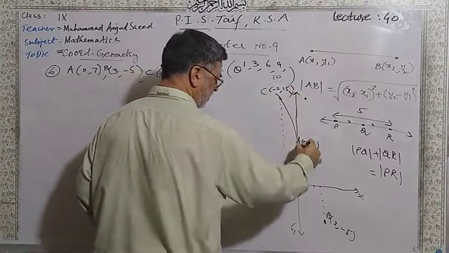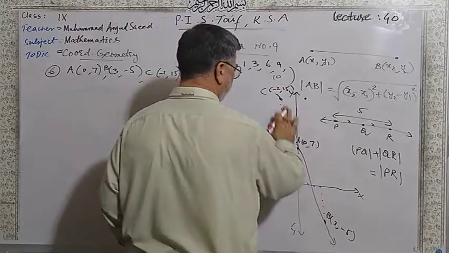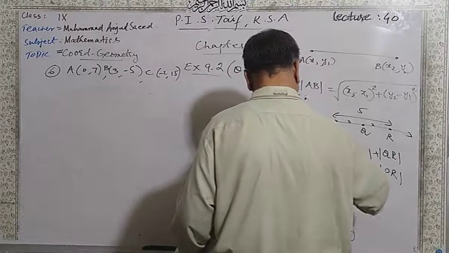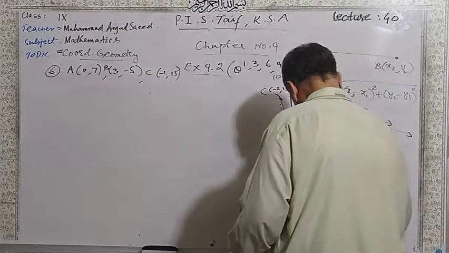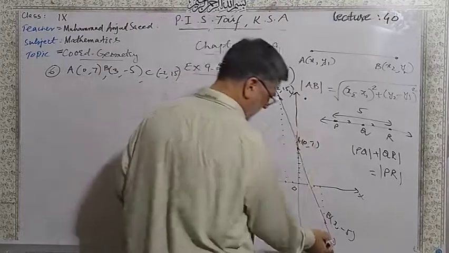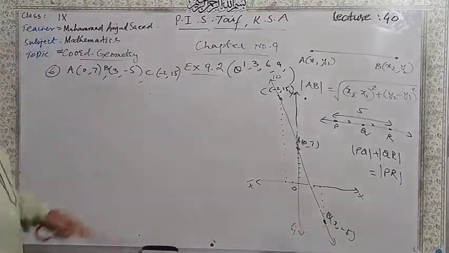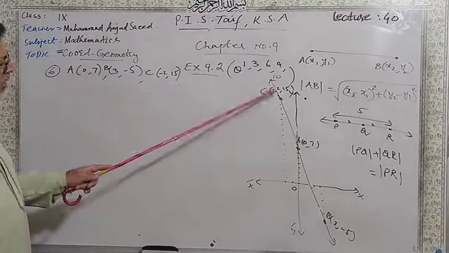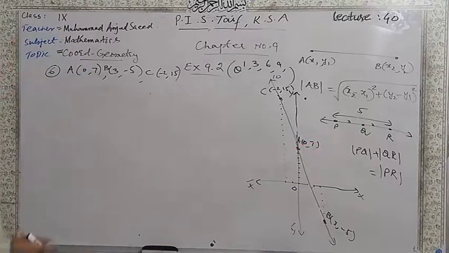Join them. If you have graph paper, it will definitely be an exact straight line. Clearly, all the points are coming on the same line. If BC is equal to AB plus AC, then the points will be collinear. This is the collinear point condition.